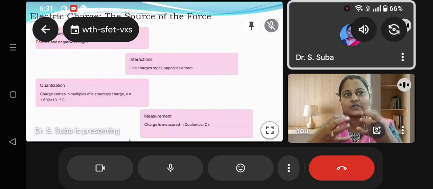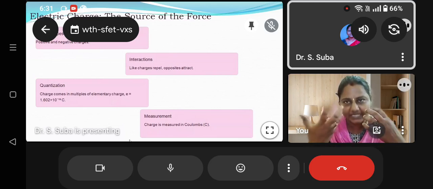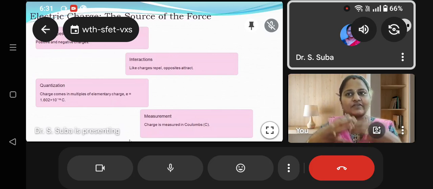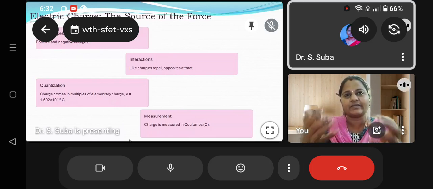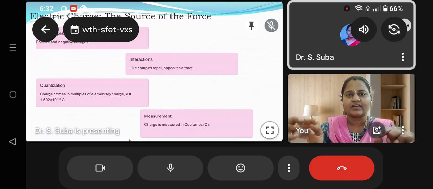So Coulomb's law says the force is directly proportional to the product of two point charges, that is q1 and q2, and inversely proportional to the square of the distance between them, that is r square. Here the force is the electrostatic force, in newtons. Already we know the unit of force is newton. The electrostatic force in Coulomb's law also has the same unit, newton.